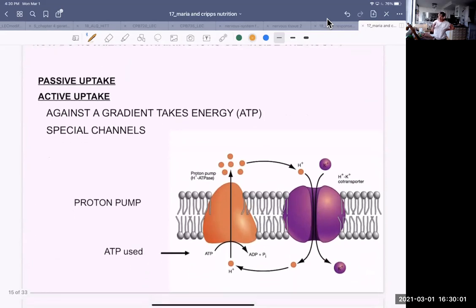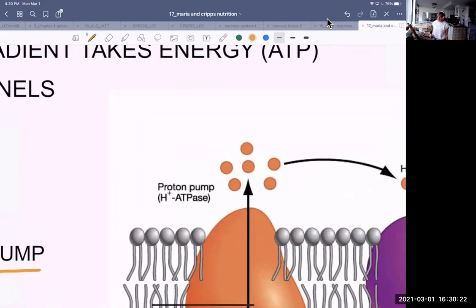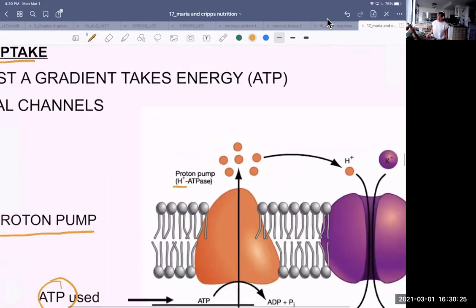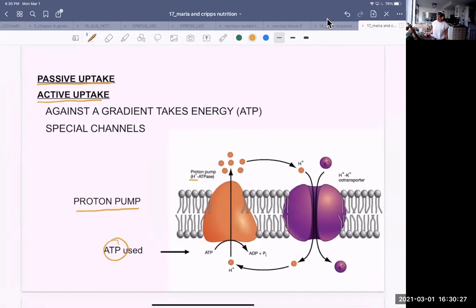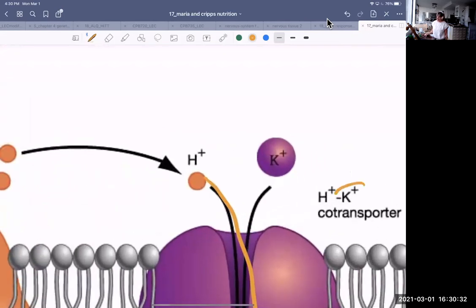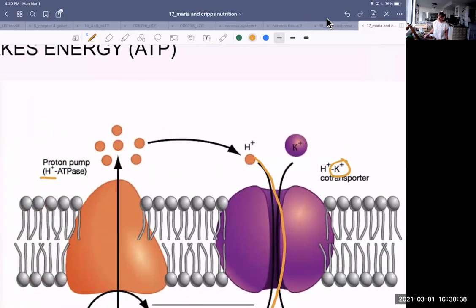How do the ions get inside the root? Well, there's two ways. There's passive uptake and there's active uptake. Of course, if something is taking up an ion against its gradient, it's got to be active uptake. And for that purpose, plants have proton pumps. It requires energy, and a proton pump, in this case, pumps hydrogen. And when the hydrogen is out there, it can passively go back into another channel. And in this case, it's a co-transporter for potassium. So that's one way in which potassium gets into a cell.